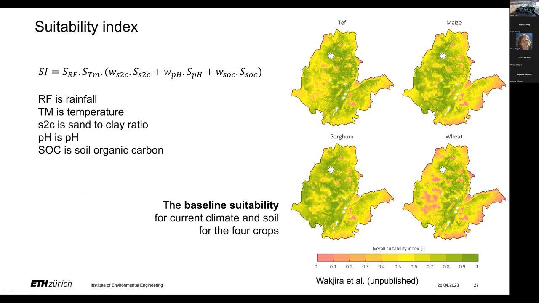You get maps like that, suitable green, not suitable red for every one of the crops. And then you can ask yourself, how will this change in the future, right? Because in some places, the rainfall maybe will be more in Ethiopia. There are parts of Ethiopia where rainfall will actually increase in the future. And so you are going to look at where you are on this curve.